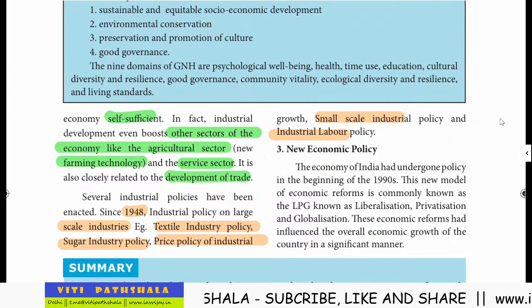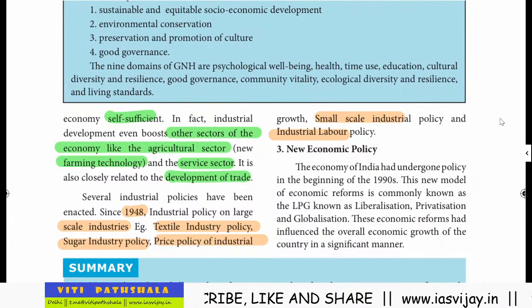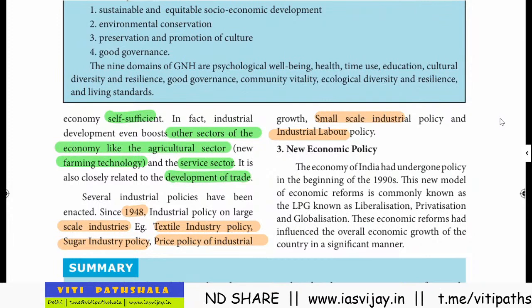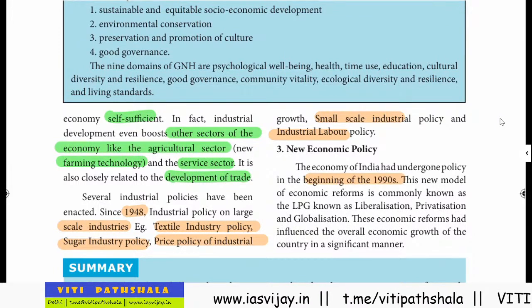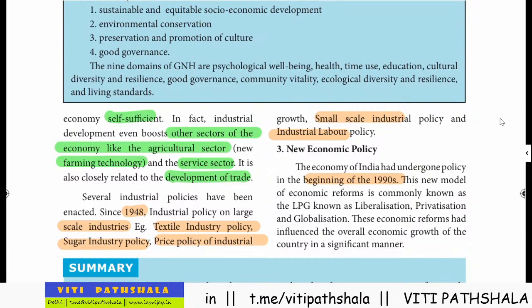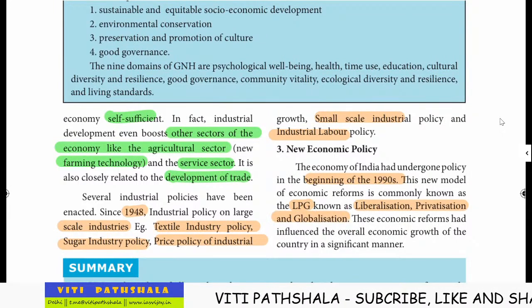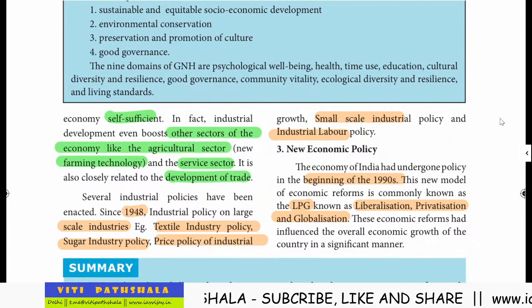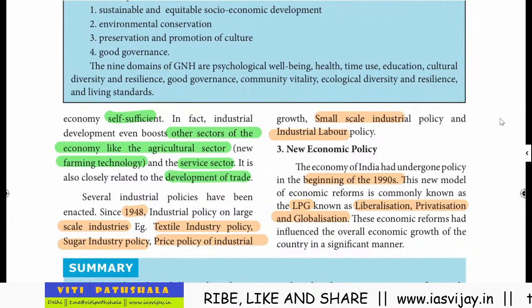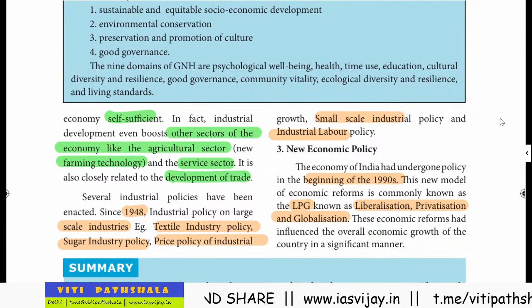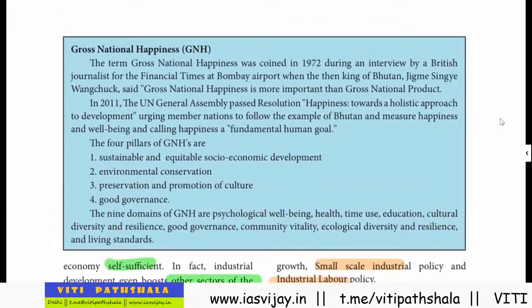Now, a new economic policy. The new economic policy was undertaken at the beginning of the 1990s. The new model of economic reforms is called the LPG: liberalization, privatization, and globalization. These economic reforms influenced the overall economic growth of the country in a significant manner.